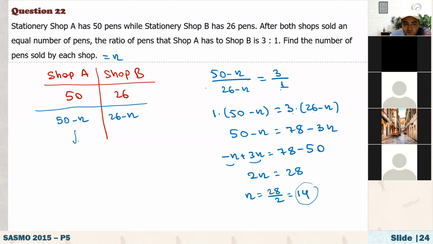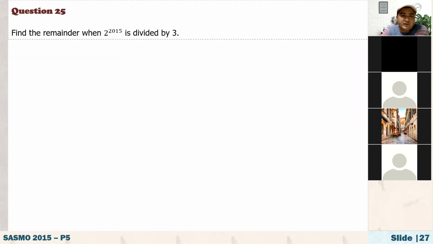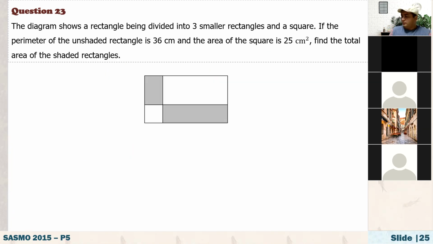As you see here, after solving, 50 minus 14 is 36. 26 minus 14 is 12. And 36 over 12 is equal to 3 to 1. Okay? Okay, I understood. Thank you. Good. That's the last question. Here we have 3 questions left. We will finish it the next time and start with a new paper.